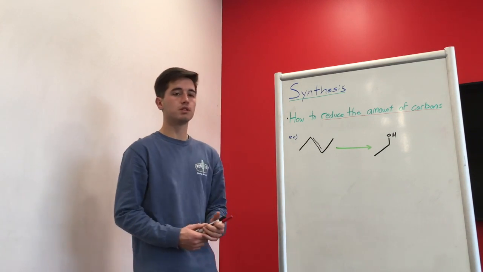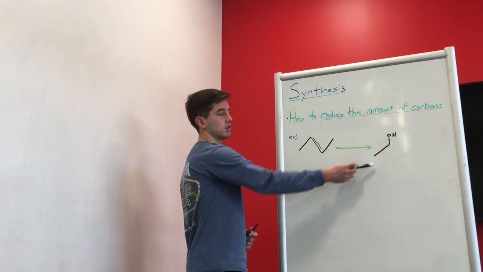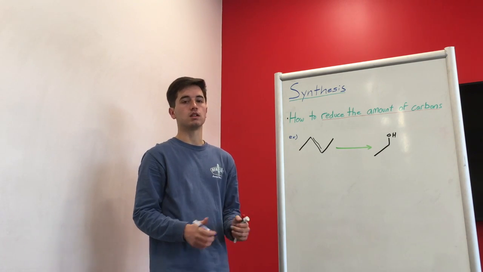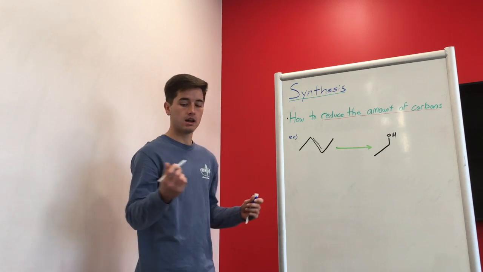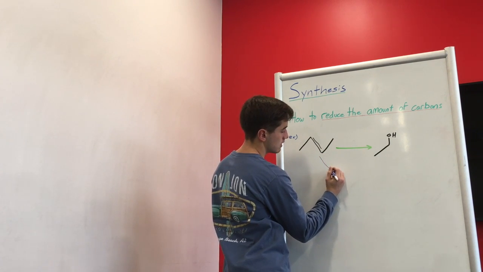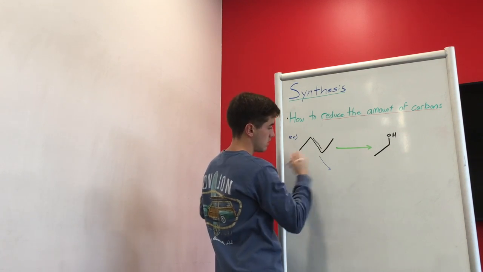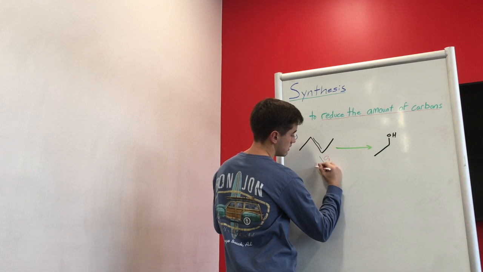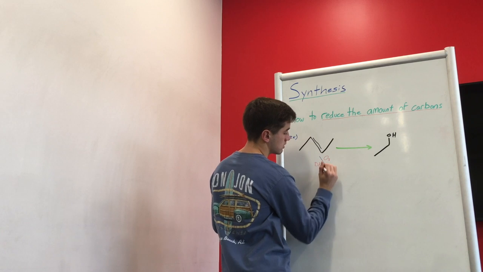So for our example, this is the compound that we start with, and this is the product that we want to get. So the first step would be either using ozonolysis or hot KMnO4, and for this example, we're going to use O3 and DMS.